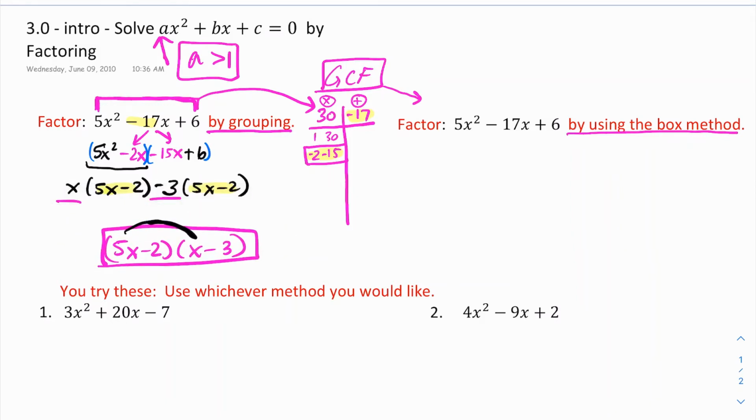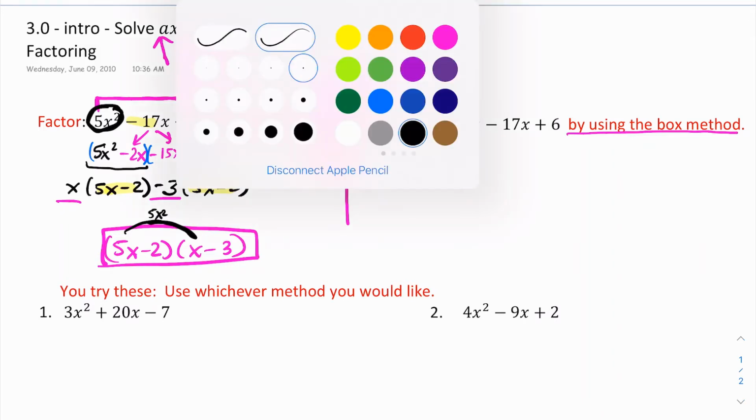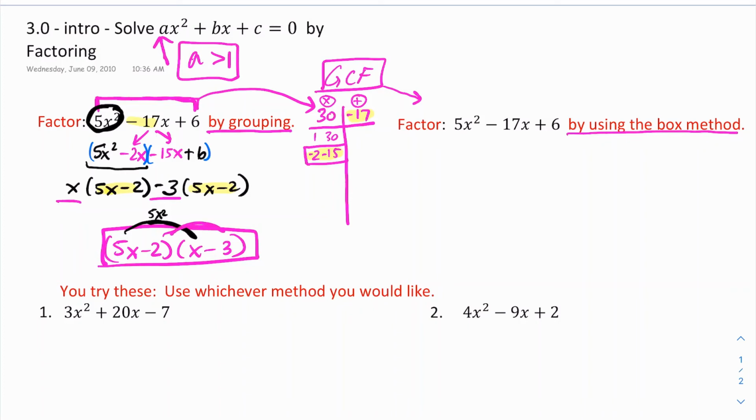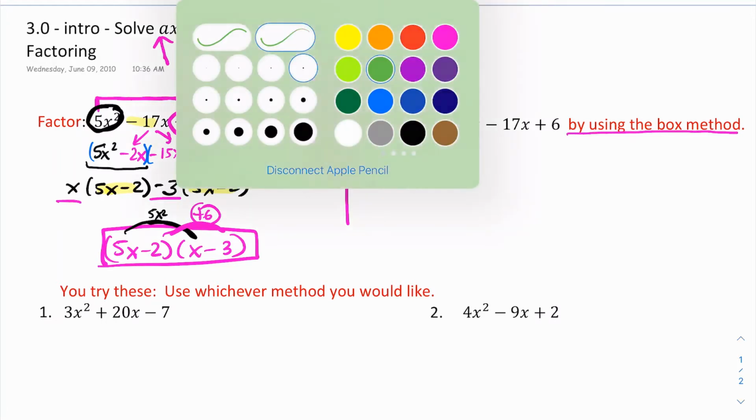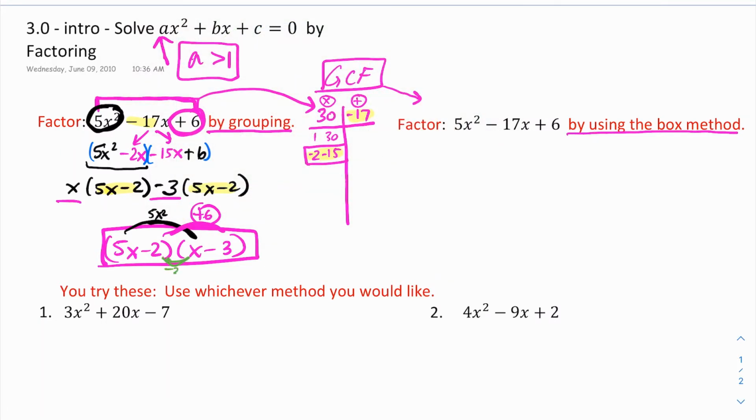All right, so the first two terms give you 5x squared. That's this up here. The second two terms, when you multiply them together, give you plus 6. That's this right here. And then the middle terms come from multiplying these two together, negative 2x, and those two together, which is negative 15x, which give you negative 17x. If that's not true, then your factoring is not correct.